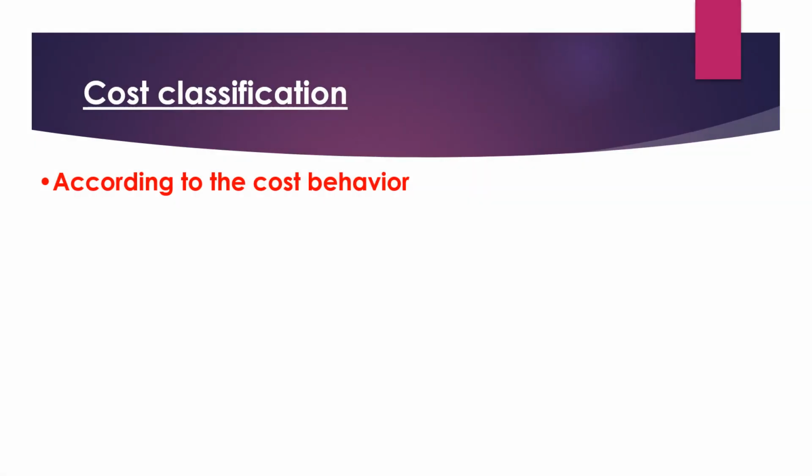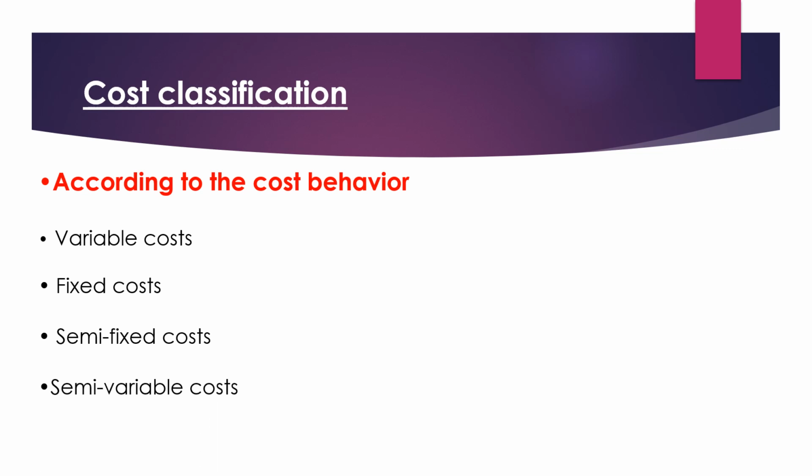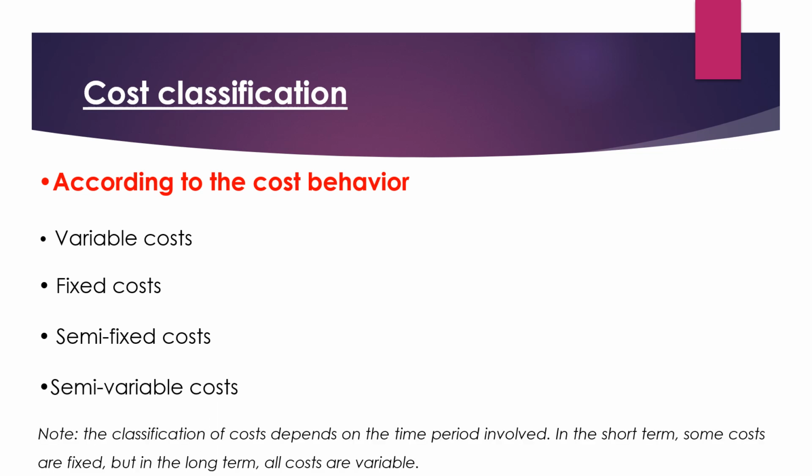Now, let's classify the costs according to cost behavior. Normally, based on cost behavior, cost can be classified as variable cost, fixed cost, semi-fixed cost, as well as semi-variable cost. But you have to remember that the classification of cost depends on the time period involved. In the short term, some costs may be fixed, some costs may be variable. But in the long term, all the costs are variable.